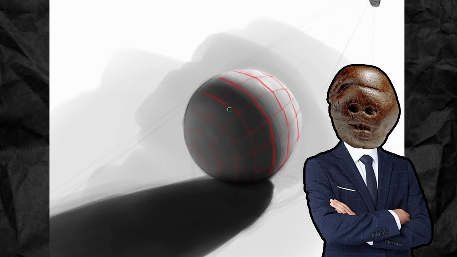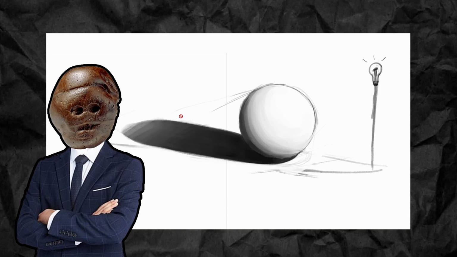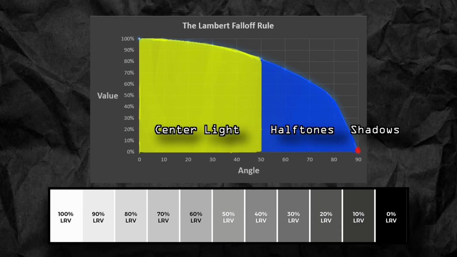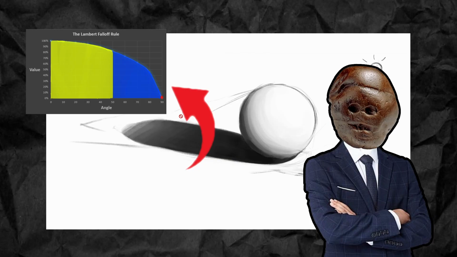Anyways, when drawing shadows, you should simplify all of your drawings into basic planes. This is because similarly oriented planes usually have similar values. You can figure out which values to use based on the Lambert-Falloff rule. This rule states that the value of a plane is based on the angle at which light hits it. Of course, in real life, we have reflected light and local values, which means the values in your drawings will look different from the ones in this chart.